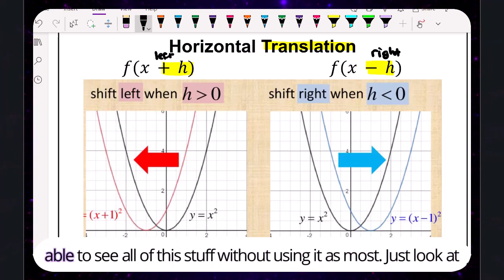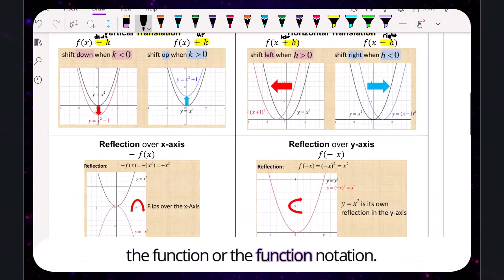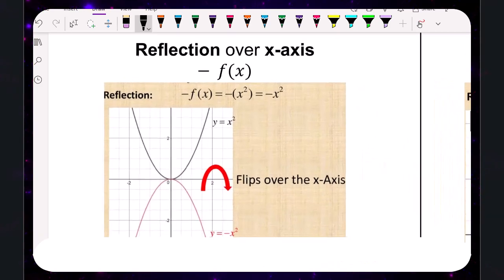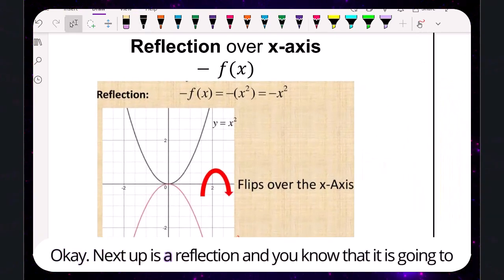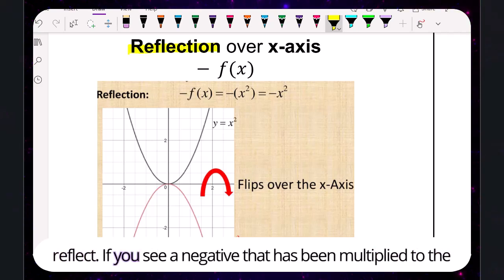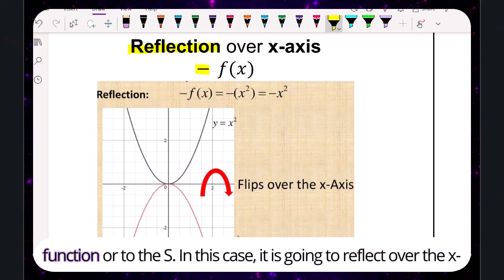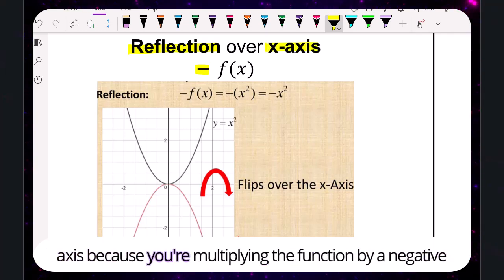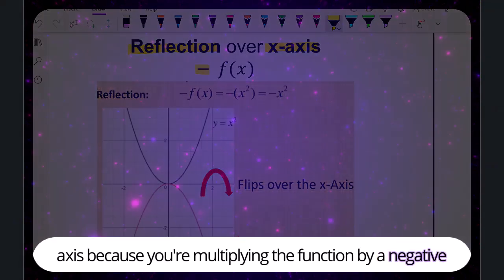And you should be able to see all of this stuff without using Desmos. Just look at the function or the function notation. Okay, next up is a reflection, and you know that it is going to reflect if you see a negative that has been multiplied to the function or to the x. In this case, it is going to reflect over the x-axis because you're multiplying the function by a -1.